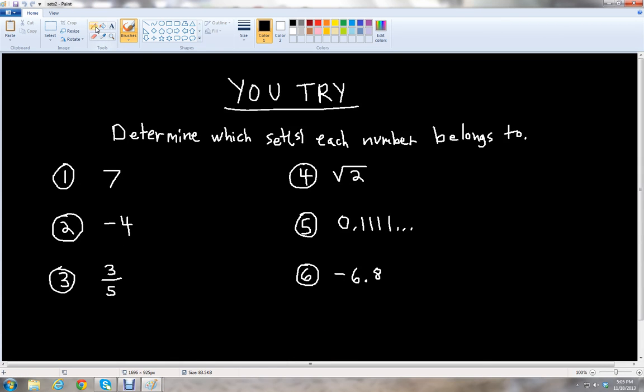Okay, so now I have 6 problems for you to try on your own, and I just want you to determine which set or sets each number belongs to, because one number may belong to more than one set. So let's see. Number 1 is 7, number 2 is -4, number 3 is 3/5, number 4 is the square root of 2, number 5 is 0.1111 repeated, and then number 6 is -6.8. So I'll give you a chance to review those sets if you need to rewind, and also pause the video to work on the 6 problems, and we'll be glad to go over the answers.